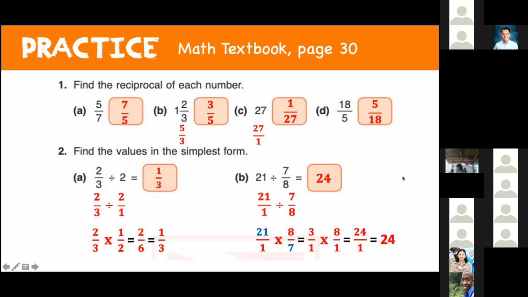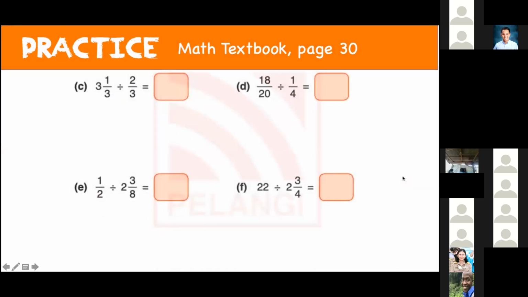Okay, let's go to letters C, D, E, F. You will just answer until F. A, B, C, D, E, F only. Then we go to your workbook later.